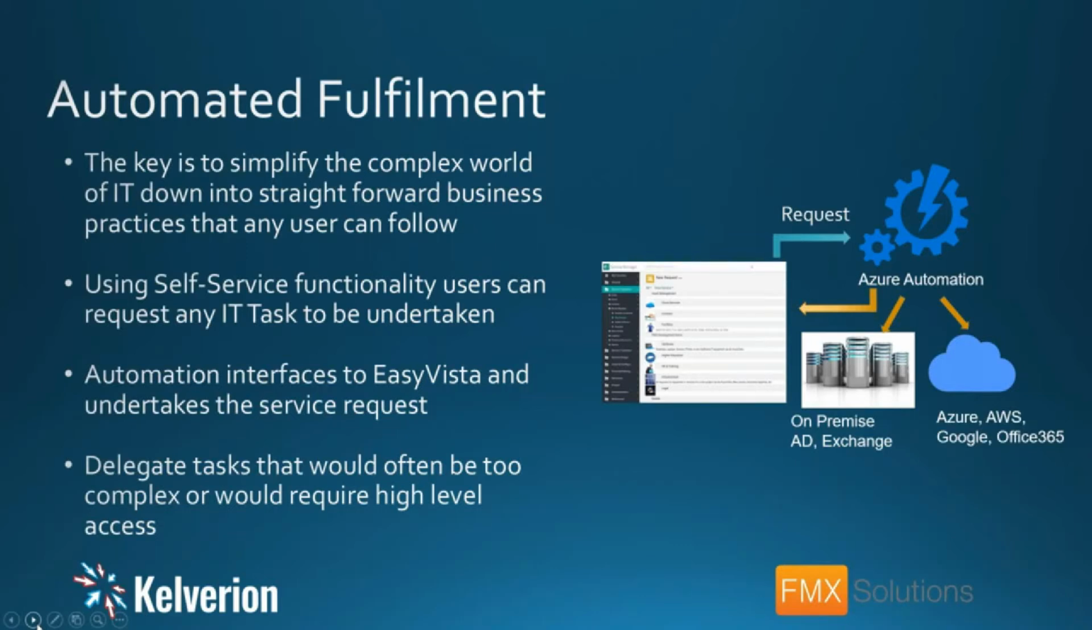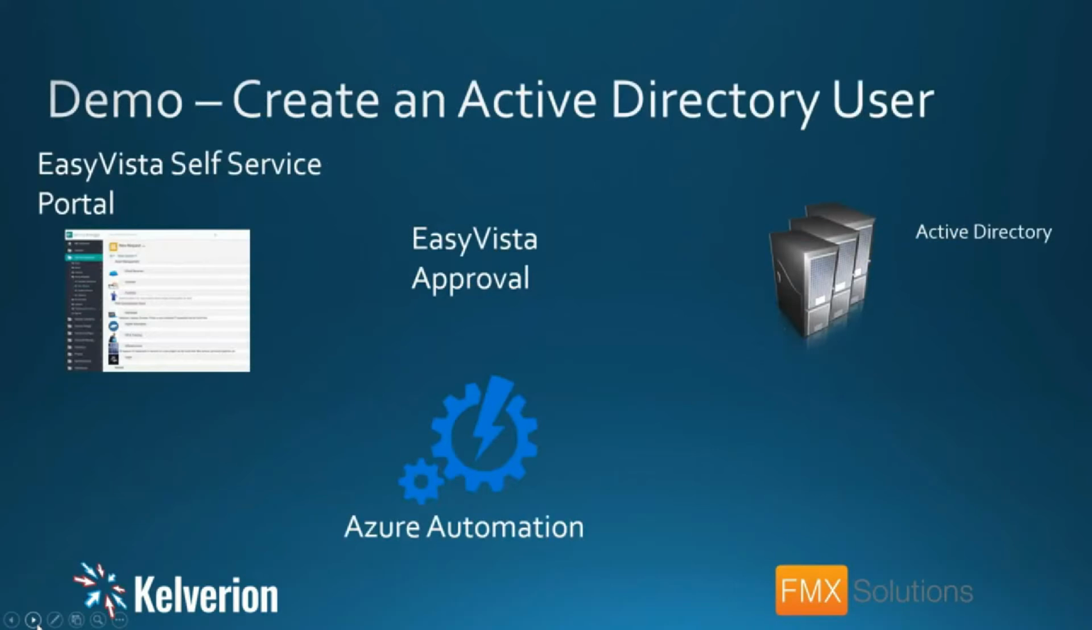So that's all very straightforward from a descriptive point of view, but what does that actually look like? Well, as Chris alluded to, what we're going to do is actually show you this in practice. So we're going to do a demo where a user is going to go into the self-service portal in EasyVista. They're going to submit a request that's going to go through the standard approval workflows.